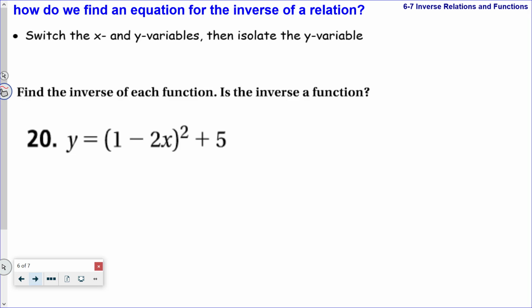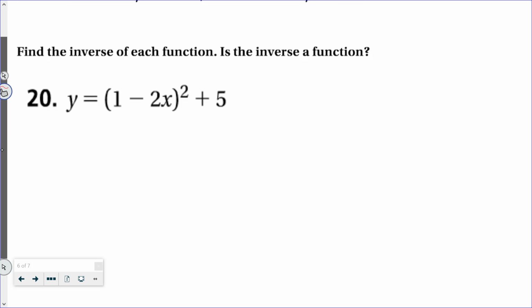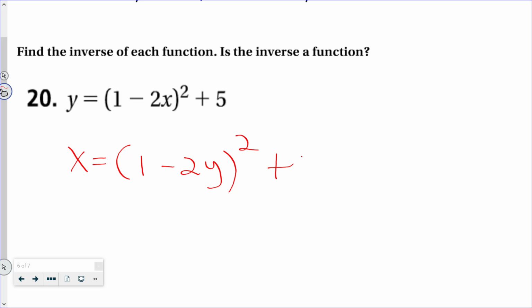We're being asked to find the inverse of this quadratic function. I'll take a volunteer to walk me through this one. You know the instructions already. So it means the x equals, and then everything else. Read it to me. So x equals 1 minus 2y squared plus y. Exactly. So the first step when finding the inverse is always to take your x and y and switch them around.